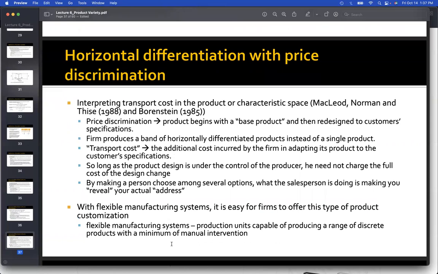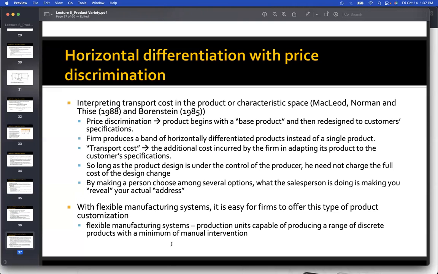So interpreting transportation costs in the product or characteristic space, with price discrimination, the product begins with a base product, then is redesigned to customer specifications. The firm produces a band of horizontally differentiated products. The transportation cost here is the additional cost incurred by the firm in adapting it to the consumer's specifications. Remember, in this case, we, the monopolists, are the ones delivering to the consumers instead of them coming to us. So the transportation cost here is us adapting, changing our product to reach individual consumers.